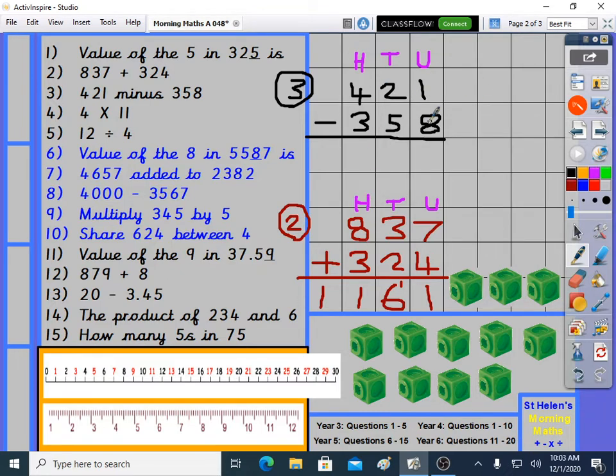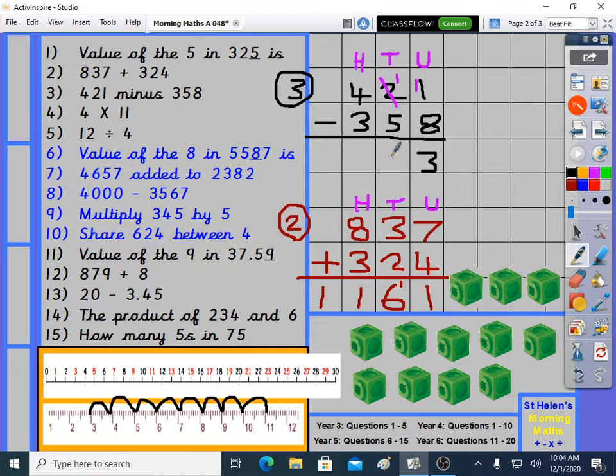So 1 take away 8 we can't do, because if you have £1 you can't give away 8. So 1 take away 8 we can't do. 1 will need to get some help. It goes to this 2, which goes down to a 1, and we can take 1 over here. So we have 11 take away 8, which we can do, because 11 take away 8 is, take away 1, 2, 3, 4, 5, 6, 7, 8. It's 3.